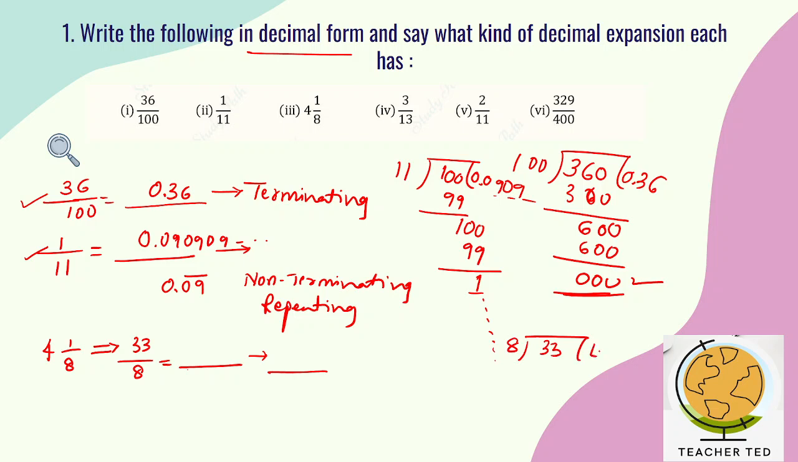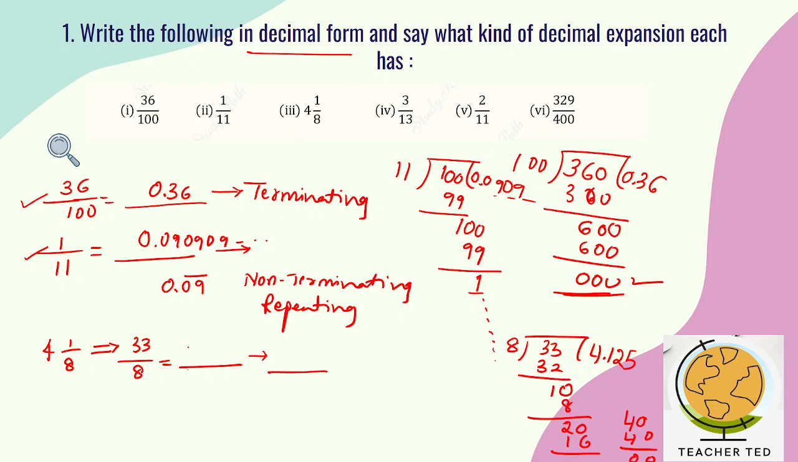So 8 4s are 32. The remainder is 1. Again put 0 here, it will become 10. 8 1s are 8. So 10 by 8 leaves 2. Put 0 here. 8 2s are 16, and the remainder is 4. Put 0, and 8 5s are 40. You can say here the remainder is 0 and it stops here.